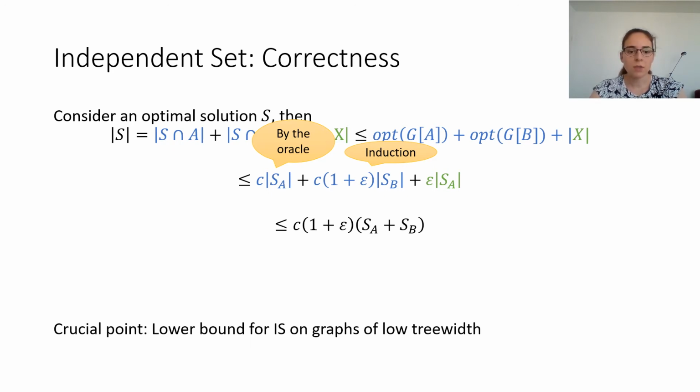Okay, so the crucial point to getting this to work is that we could split off a part A that was on the one hand small, but on the other hand had a sufficiently large optimal solution. So the crucial point was that we had some sort of lower bound for a maximum independent set on graphs that have low treewidth.